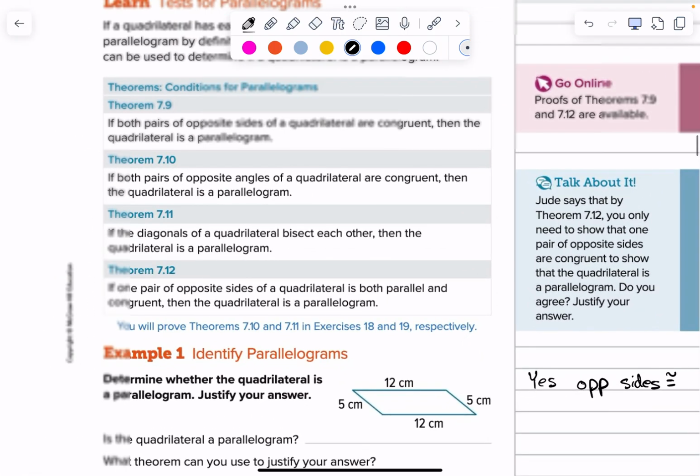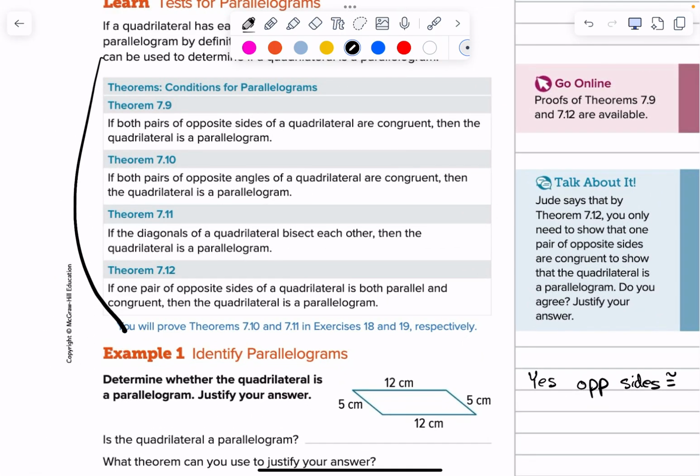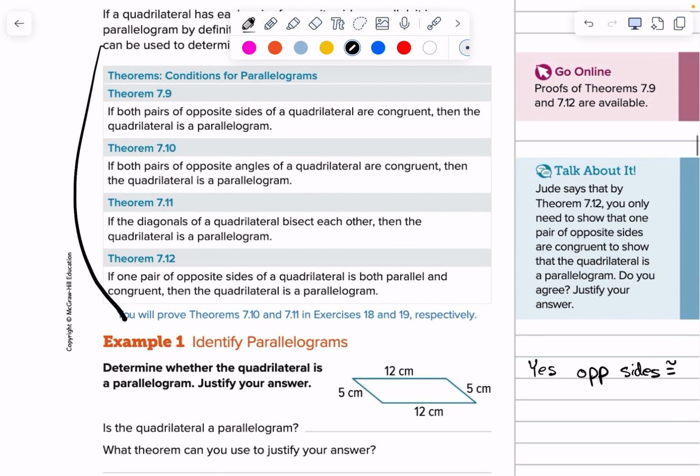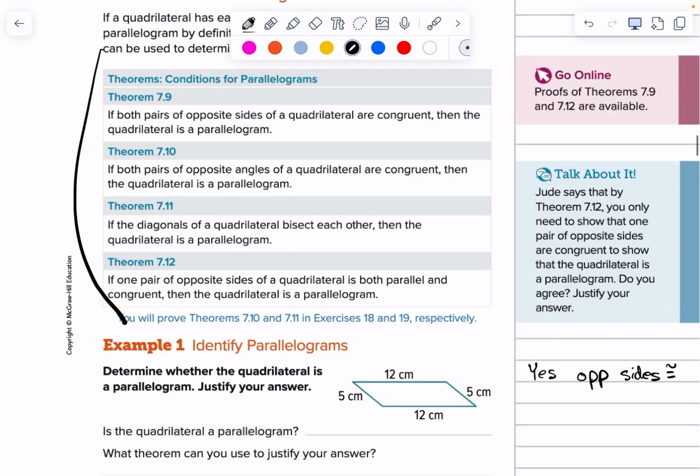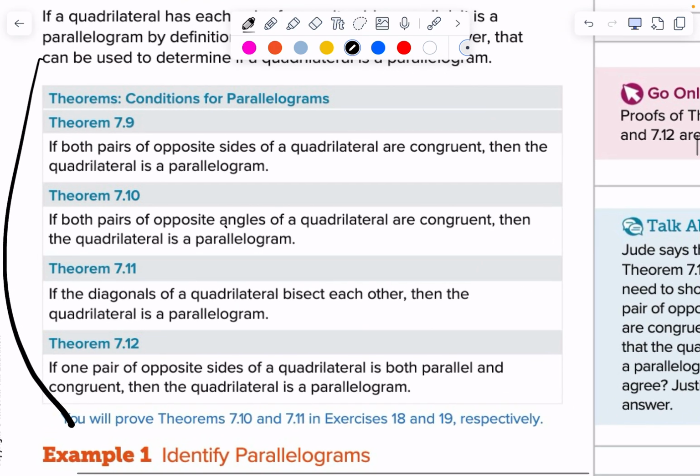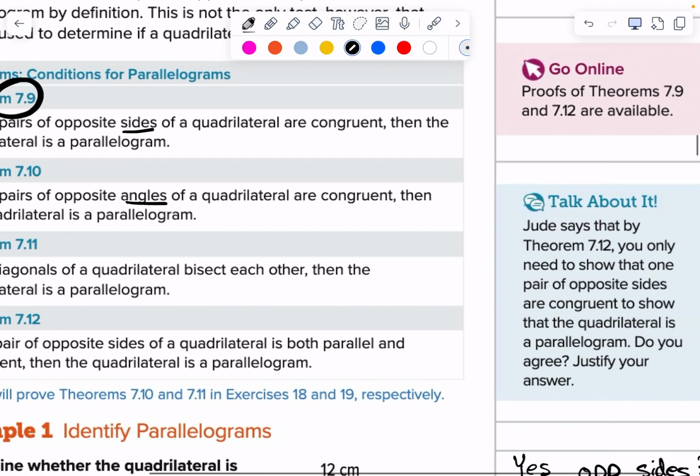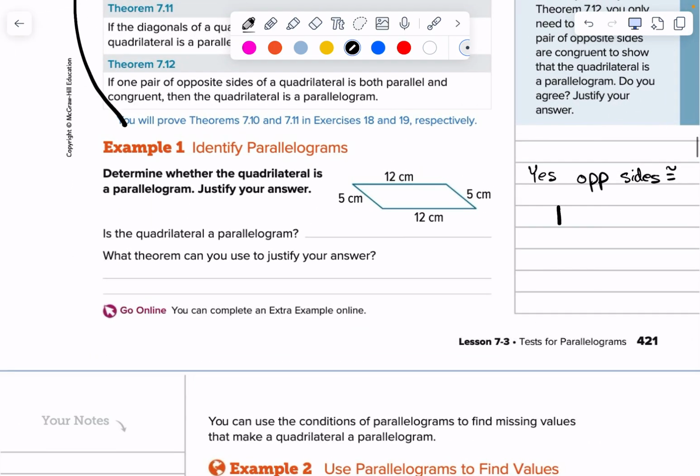Okay, now, which theorem up here says that the opposite sides are congruent? 7.10? 7.9. If both pairs of opposite sides of a quadrilateral are congruent, they say the same thing, don't they? No, angles is the 7.10. Oh, yeah, this is angles, this is sides, so it is 7.9. Okay, so we would put yes because of theorem 7.9.